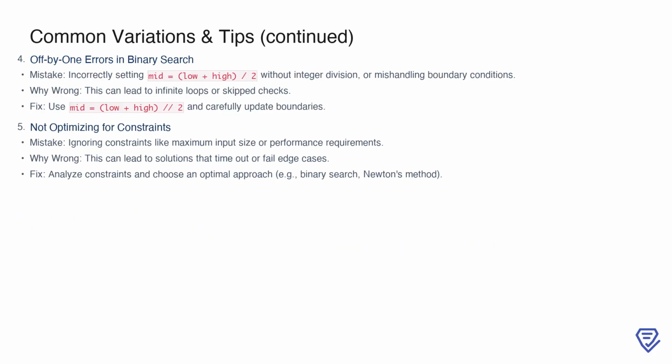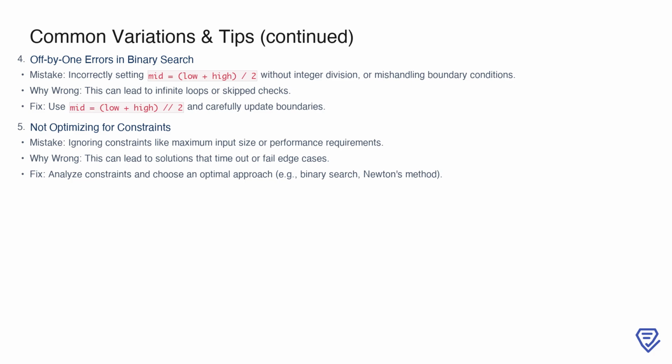Another area where mistakes often occur is in the implementation of binary search. If you calculate the midpoint using (low + high)/2 without integer division, or if you mishandle the boundary conditions, it can cause infinite loops or missed checks. To resolve this, always use integer division, such as mid = (low + high) // 2, and carefully manage the updates to the low and high boundaries to ensure correctness.